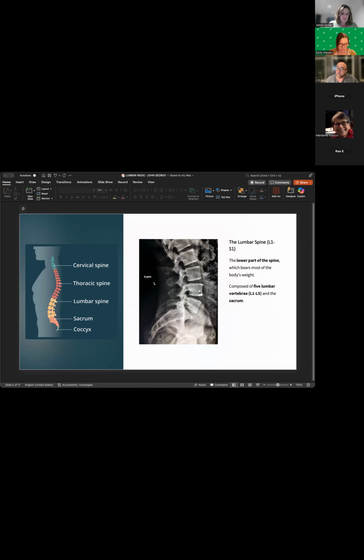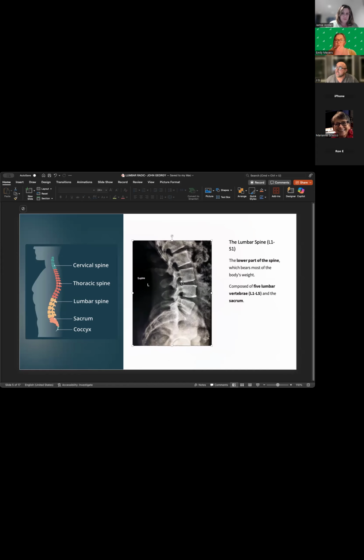Between each vertebrae, there's a cushion like a disc that absorbs the shock, and your spinal cord runs through this area here, which we're looking at in a lateral view, a side view. I'll explain more in a different picture.